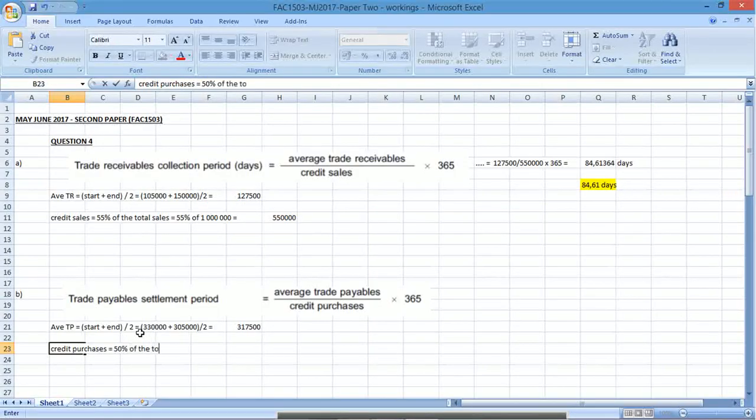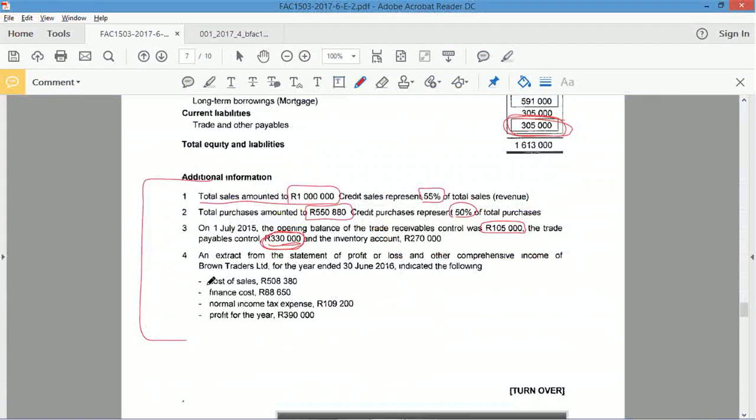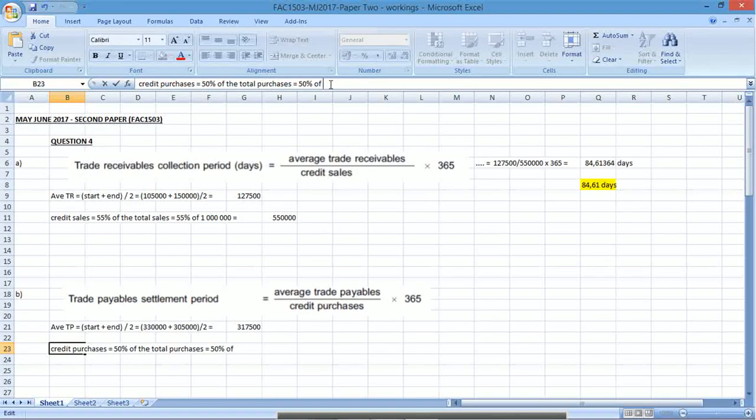50% of the total purchases. 50% of what is it? 550,880. 550,880 times 50% gives me that answer.